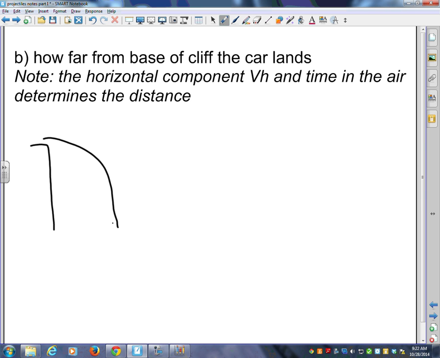I'll redraw. The whole thing takes 3.02 seconds. I want to know how far away. I'm looking for a distance. VIT plus a half AT squared again? Well, don't write it down just yet. Could I use that? Brandy says there's no acceleration horizontally, right? Good, you're absolutely right.